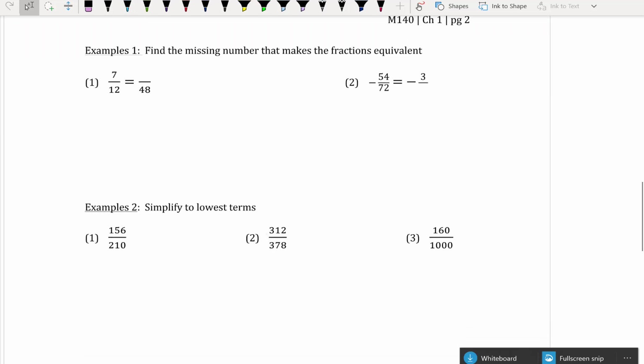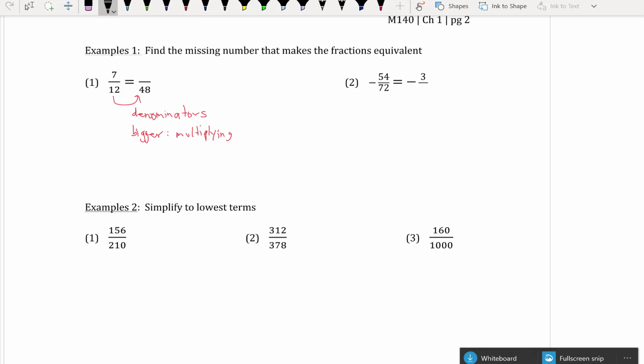Now we're going to have some examples. Find the missing number that makes the fractions equivalent. So for number 1, I have 7/12, and I want it to equal a fraction with the denominator of 48. The only thing that we have to compare are the denominators. We went from 12 to 48, so we're definitely making the denominator bigger. That tells us that we are going to be multiplying. So what number do you multiply top and bottom, 7 and 12, by to get to my denominator 48?